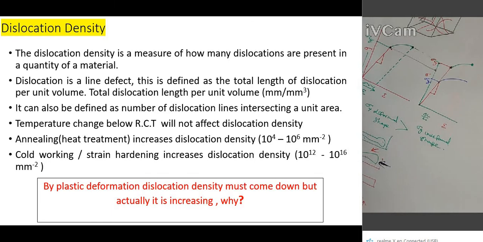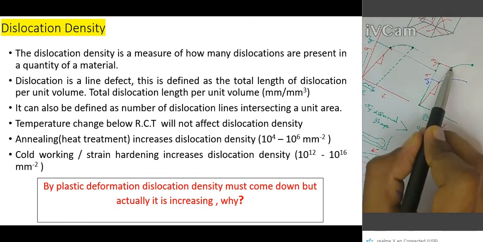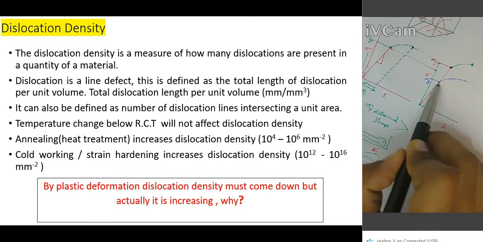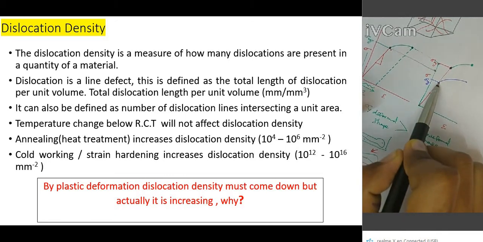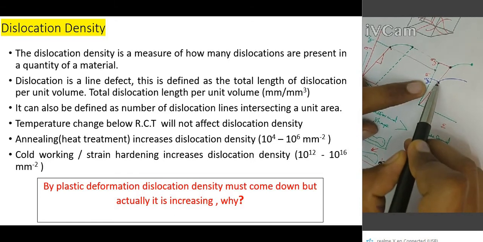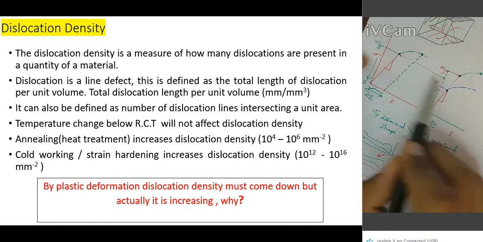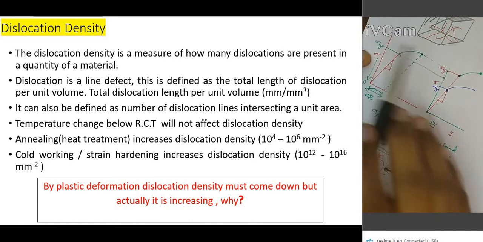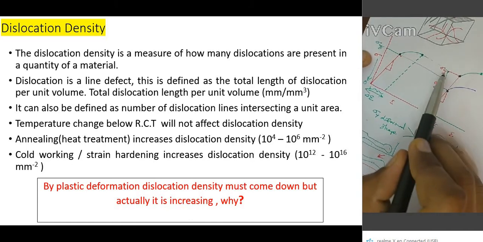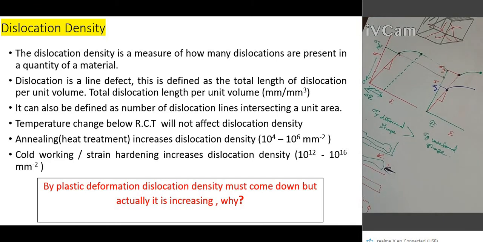Okay, so if sigma y is here, this is a stronger material. If sigma y is here, this is a weaker material. So by theoretical concept, this should be the sigma y value. For a deformed material, the sigma y should be less than the original sigma y value. But by experiment, we got that this sigma y is greater than this value. Okay, what is the reason? This reason is explained by the interaction of dislocations. Interaction of dislocations. Okay.